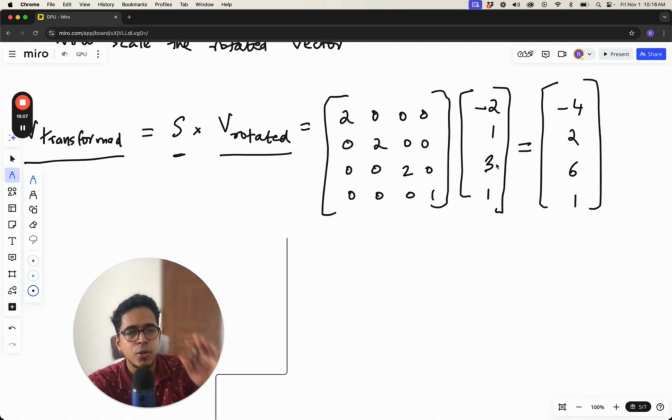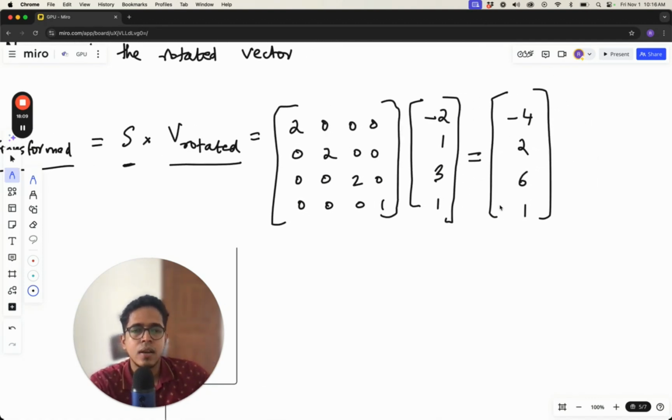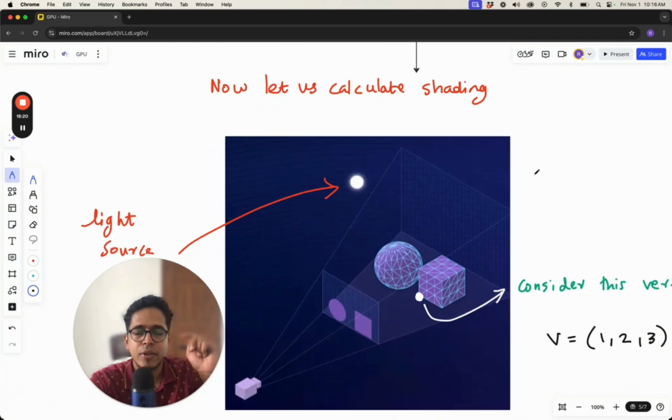So here you get the coordinates of the vertex as -4, 2, and 6 after performing two steps, after performing rotation and after performing scaling. Now what happens? Now we have to calculate the shading.